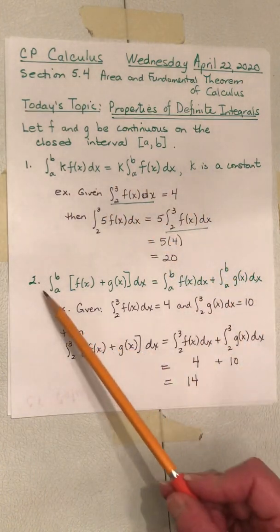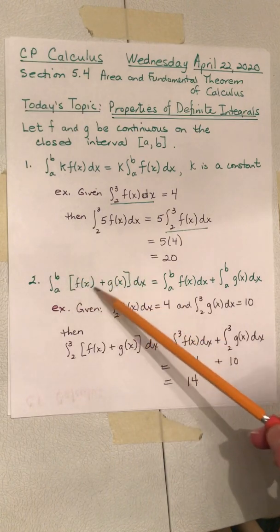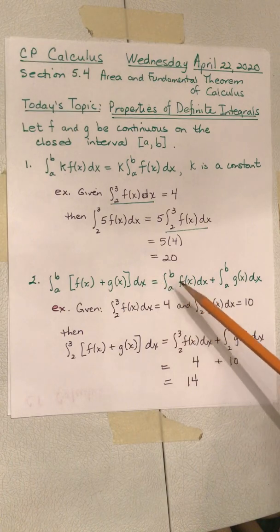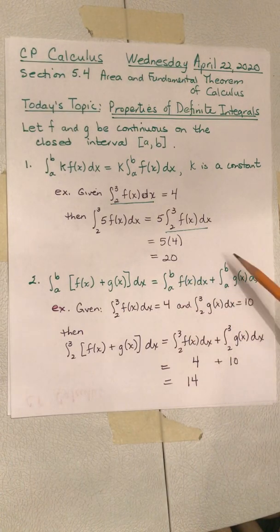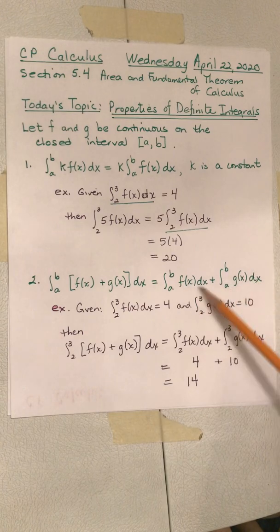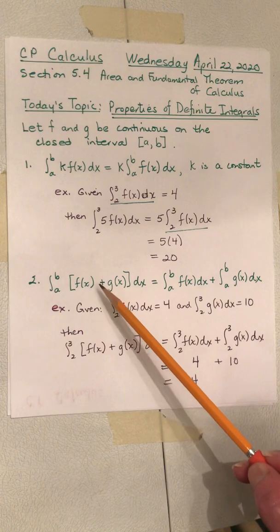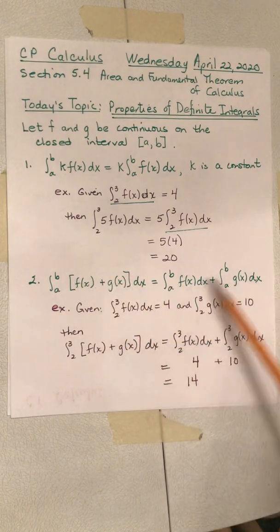All right, the next one says the integral from a to b of the sum of f and g, f of x plus g of x dx, is equal to the integral from a to b of f of x dx plus the integral from a to b of g of x dx. Now you already know this because we've been doing it in some of our problems, that you can split the integral of sums and differences into two separate integrals.